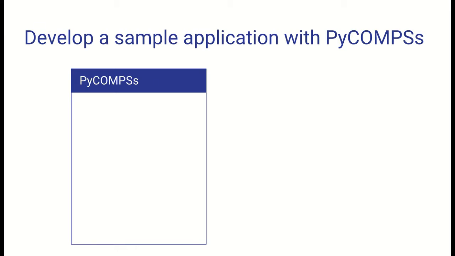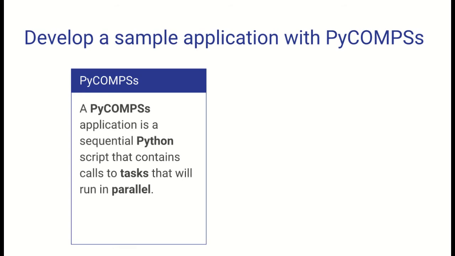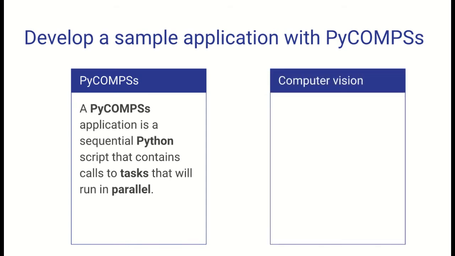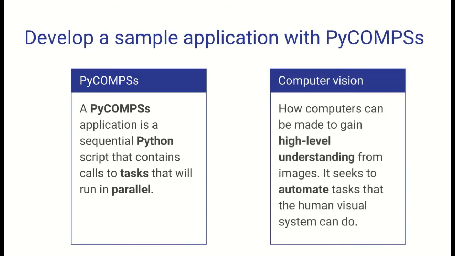What is PyCOMPSs? Well, PyCOMPSs is an application that will turn your sequential Python script into a parallel one that you can use to run on a supercomputer or cloud computing. What is computer vision? Well, essentially what computer vision does is it will automate the tasks that you do naturally with your eyes and your brain.